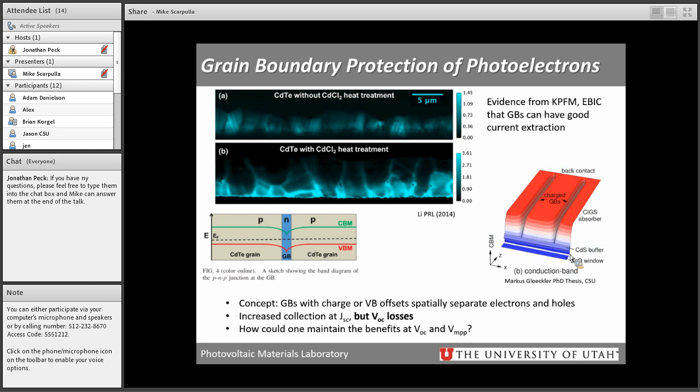So this has been recognized for a long time that this could offer some benefits in terms of charge collection, which of course would give you very nice EBIC pictures. But it's also been recognized that if you have these charged grain boundaries, you're going to have a lot of recombination, and at VOC and close to the maximum power point, you're probably going to lose efficiency.